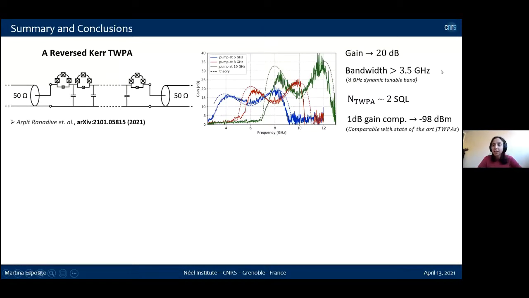Okay, so I'm going to conclude. I hope I convinced you that we can now use this new phase matching mechanism for traveling wave parametric amplifiers based on the idea of using a SNAIL unit cell. And we could achieve 20 dB of gain in a large bandwidth with the noise temperature comparable and 1 dB compression point comparable with the devices of the same family.